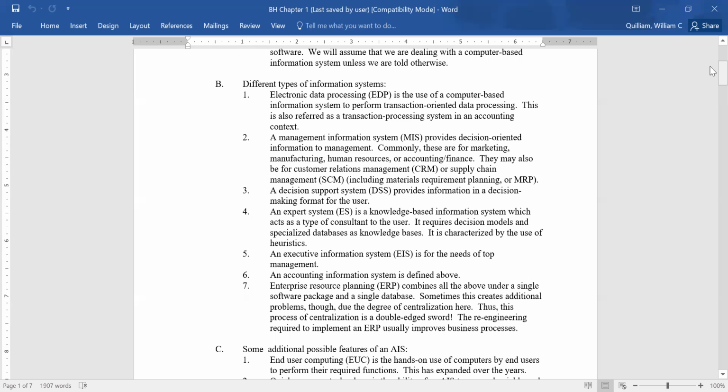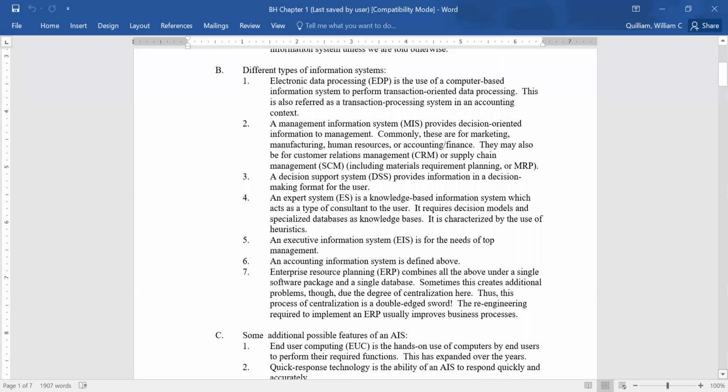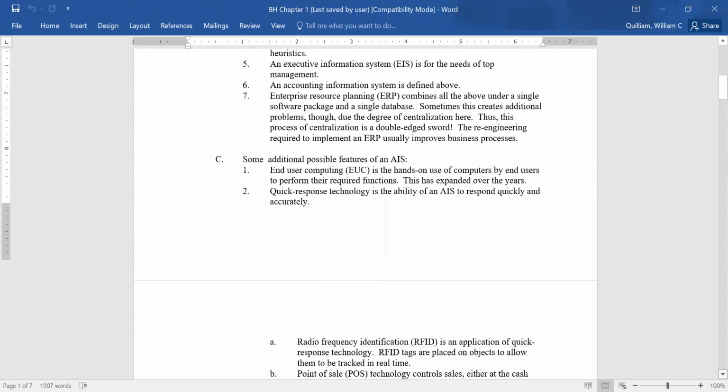And the re-engineering, or thinking everything back through, required to implement an ERP usually improves business processes. For example, when Publix several years ago went to the world's most common ERP system, which is SAP, that's a German company, they had SAP employees out there for over a year. So quite sophisticated. Then the next wave will be employing artificial intelligence to help with ERPs. That's already underway, so we'll see what happens in the next few years.